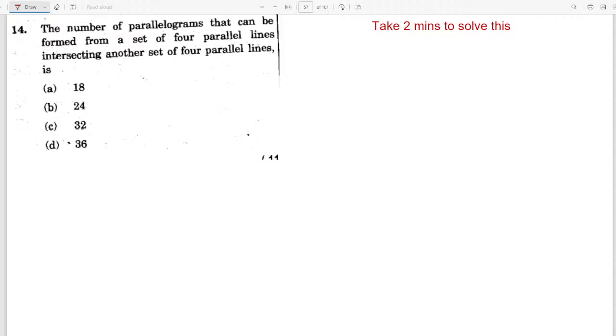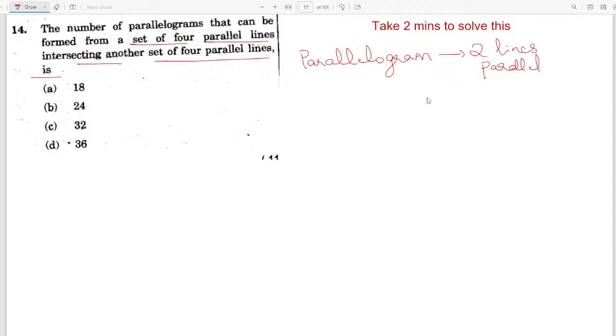Okay, we'll see how to solve this question. The number of parallelograms that can be formed from a set of 4 parallel lines intersecting another set of 4 parallel lines is. So like yesterday, to form a parallelogram, we need 2 lines which are parallel, and 2 more lines.